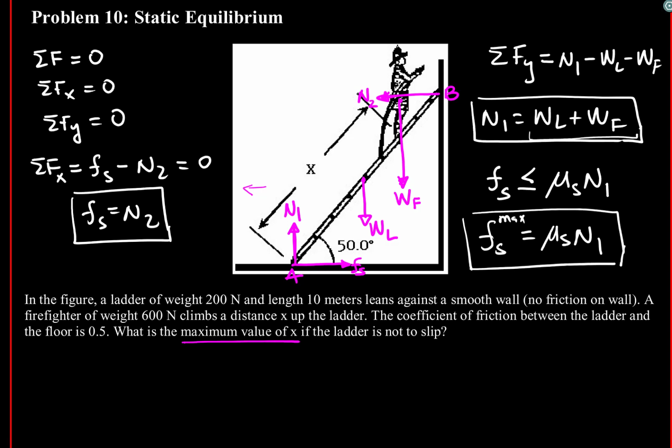Now, with all this in mind, the next and final step is for us to talk about the point A or B. So the question is, which point is most appropriate? We therefore have N1 equal to the weight of the ladder, which is 200 newtons, plus 600 newtons. This is going to be 800 newtons.